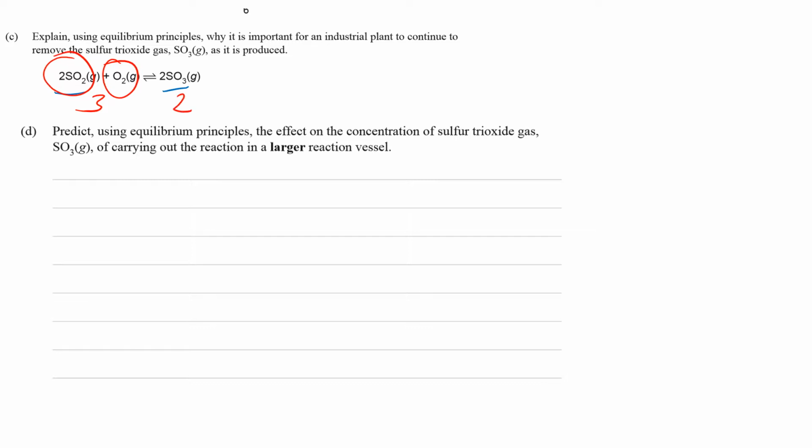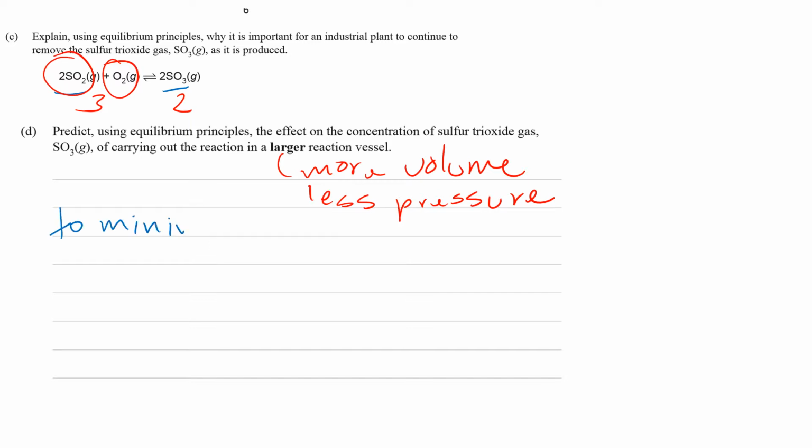So if we use a larger reaction vessel, that's going to mean more volume, which means less pressure. The system will act to minimize change. Always put that sentence in there, please. Sometimes it's enough to get you an Achieved tick. Not always, but often.